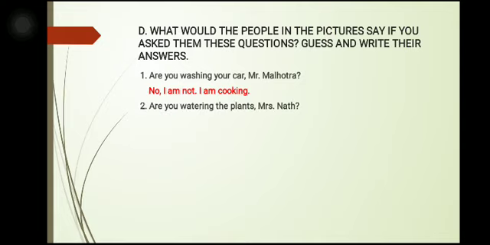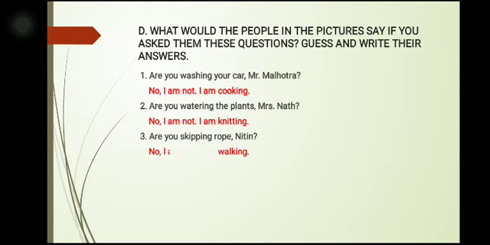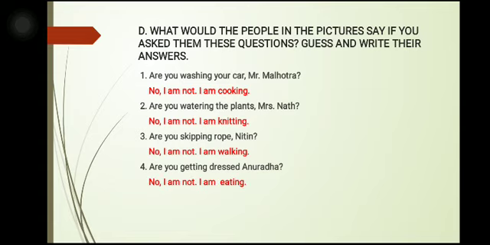Are you watering the plants, Mrs. Nath? No, I am not. I am knitting. Are you skipping rope, Nitin? No, I am not. I am walking. Are you getting dressed, Anuradha? No, I am not. I am eating. Are you playing cricket, Ahmad?